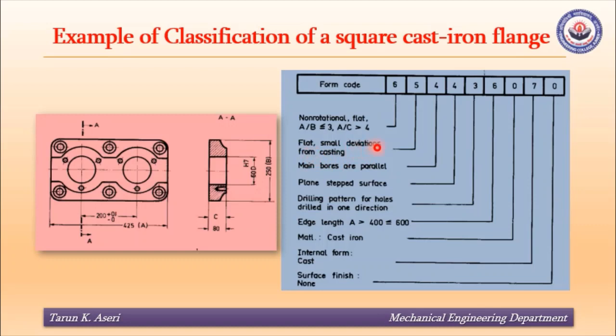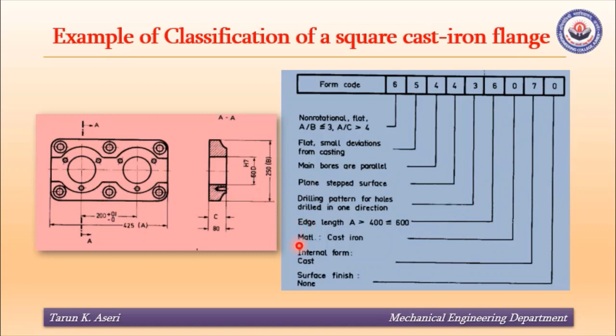It is a flat part with small deviations, so the code is 5. The main bores are parallel, so the code is 4. Plane step surface, code is 4. Then the code for the drilling pattern of 4 holes in one direction is 3. The code assigned for edge length A greater than 400 and less than 600 is 6.